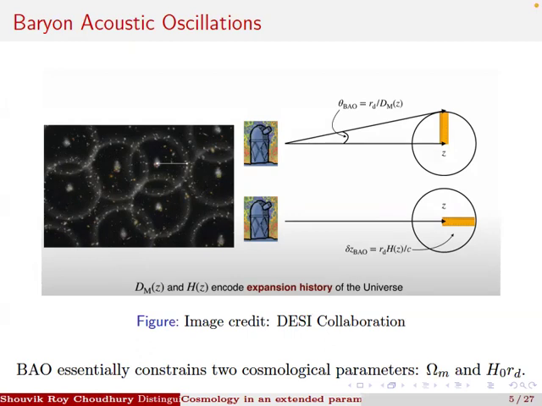And what galaxy surveys actually measure is these two things: one is transverse to the line of sight, another in the direction of the line of sight. So these two things BAO surveys can measure. Basically, BAO essentially constrains two cosmological parameters, which are omega m and H naught multiplied by RD. So from a cosmology point of view, baryon acoustic oscillations is technically a background probe, not a probe of perturbations as the CMB is.